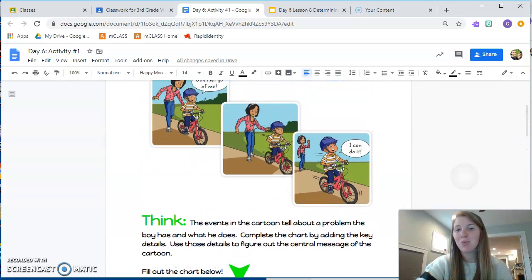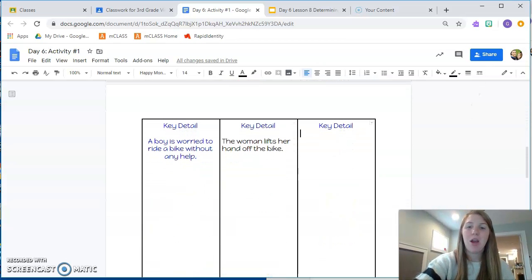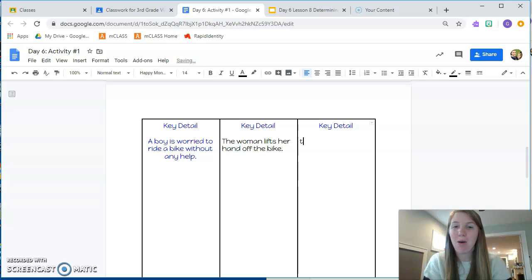And then our last one, what do we see here? He can do it. He's doing it all by himself. I want you to write in this box what you think about the last picture. So you can pause me, and in just a second, I'll reveal the answer. See you in a sec. All right, hopefully you were putting something about the boy realizes he can do it all by himself.